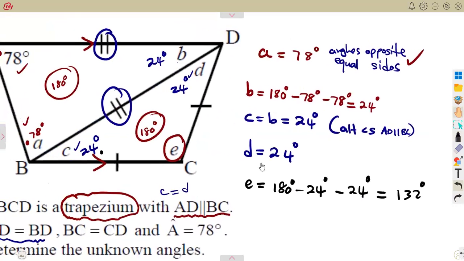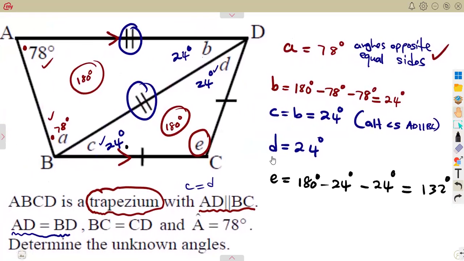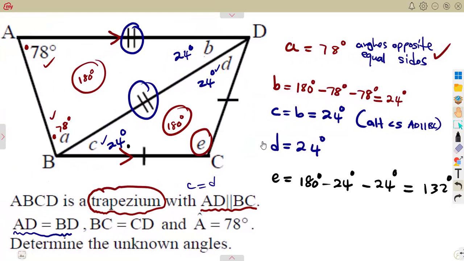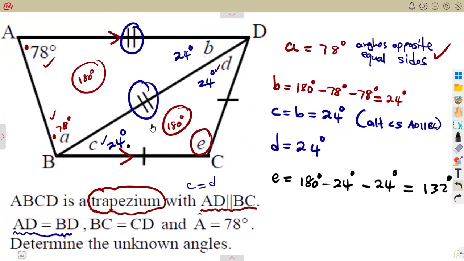So that's it. We have got all the angles in this shape that we are given. All you just need are the properties of the shape also considered with the given lines, properties of the parallel lines that you're given. So these are the typical questions that you must expect in your examinations. Just try to work as many questions as you can.